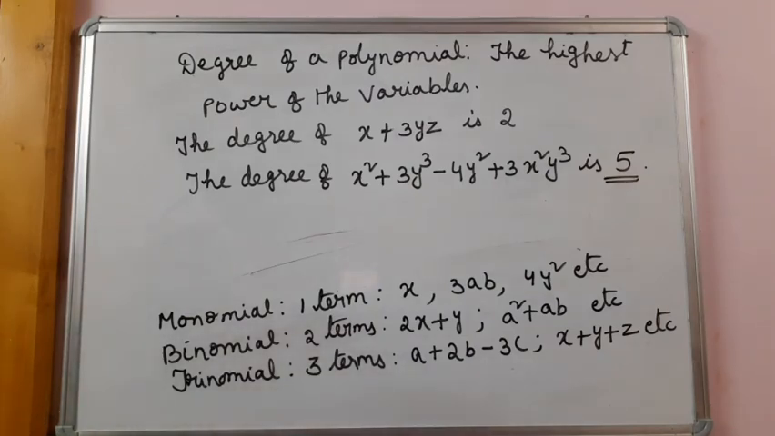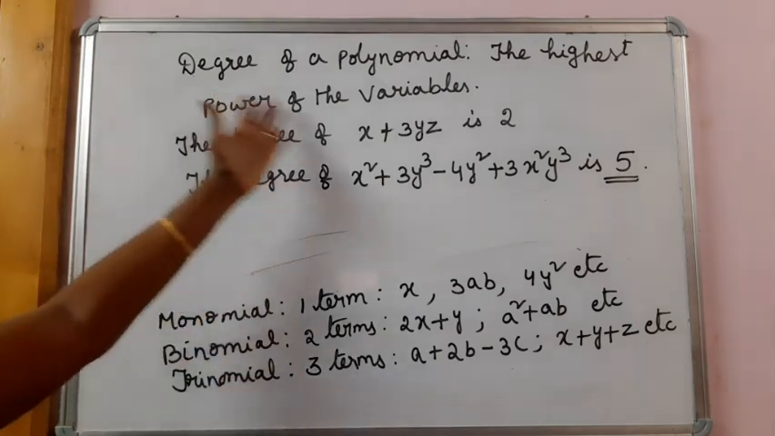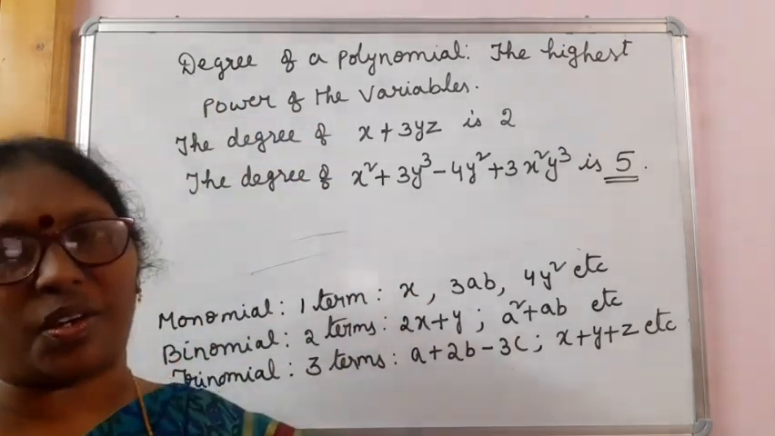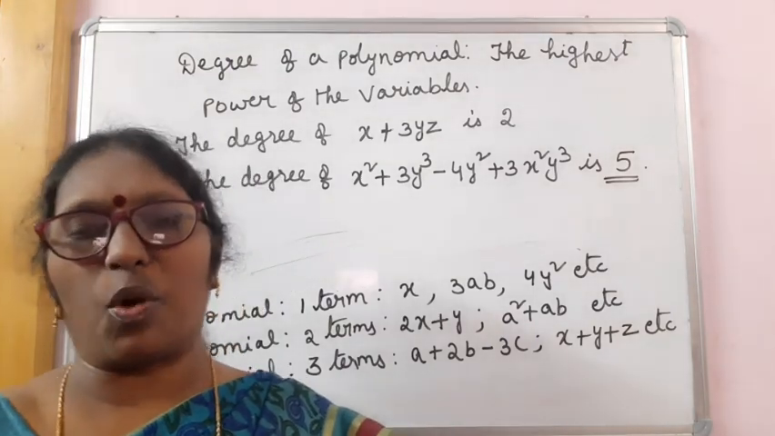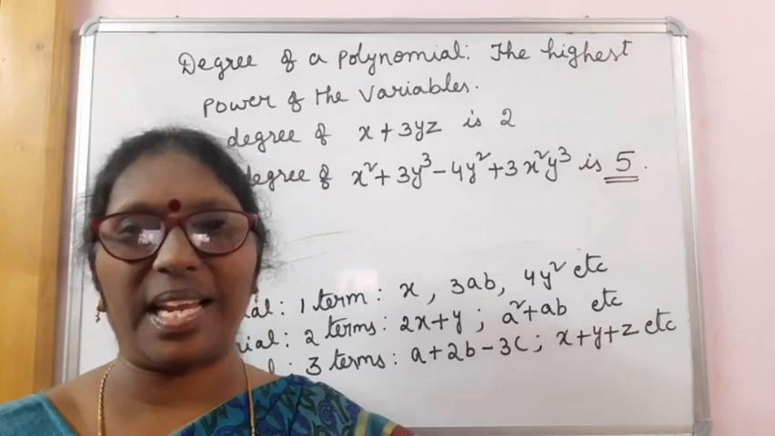I hope this is clear to you: the number of terms, monomial, binomial, trinomial, and the degree of a polynomial. In the next class, you are going to learn the operations of algebraic expressions. Okay? Thank you.